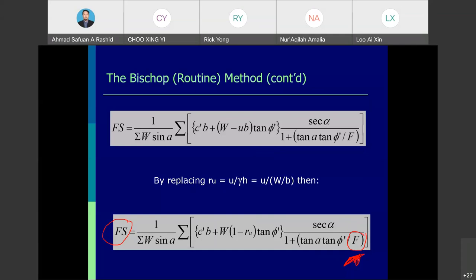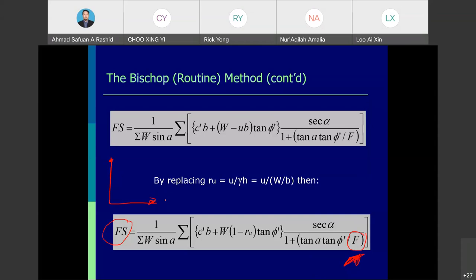calculations. Later on, we need to plot a graph between the left and the right equation. Then we need to draw what we call a line of equality. From there, the intersection between the line of equality and the relationship between the factor of safety on the left and on the right is the factor of safety. So this is a simple explanation.